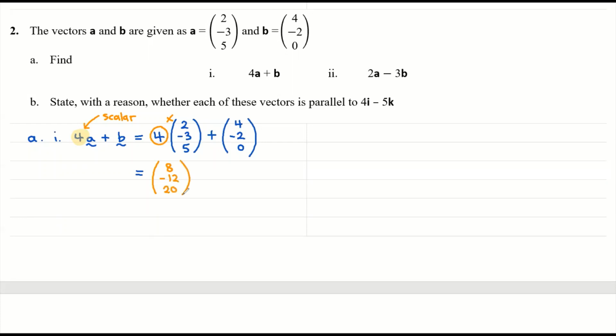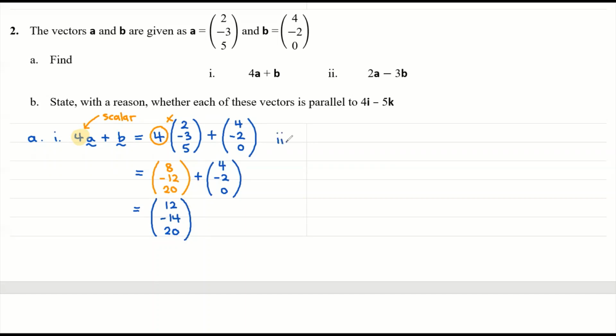Okay, and then we add b onto that. So plus the 4, the -2, and the 0. And if we combine all that together, we get 12 for the i components, -14 for the j's, and 20 for the k's. Okay, so that's part i.